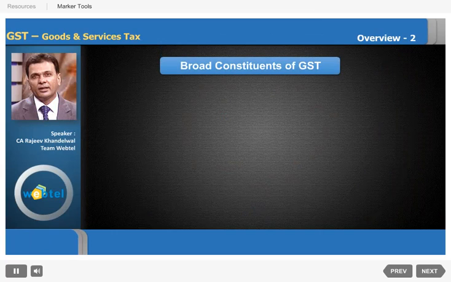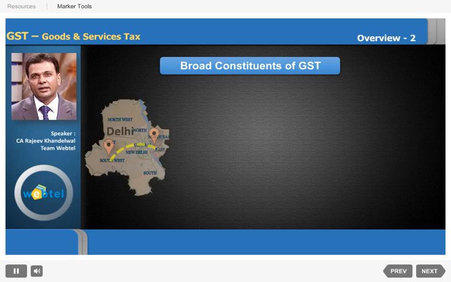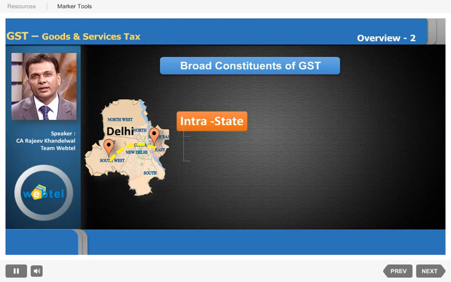Now, what are the broad constituents of GST? If we see the broad constituents, then we have basically two types of sales. Intra-state sale, that is sale within the state, and in that case two types of taxes, that is CGST, that is Central Goods and Services Tax, and SGST, that is the State Goods and Services Tax, will be levied. Yes, if we are selling goods in Delhi itself from one dealer to the other, or from one supplier to the other, then two taxes will be levied, that is Delhi State Goods and Services Tax and Central Goods and Services Tax.